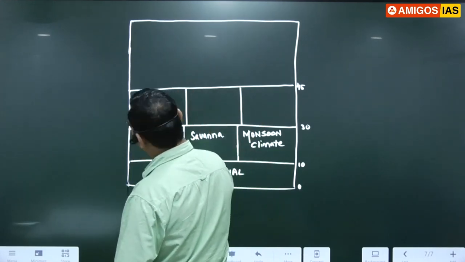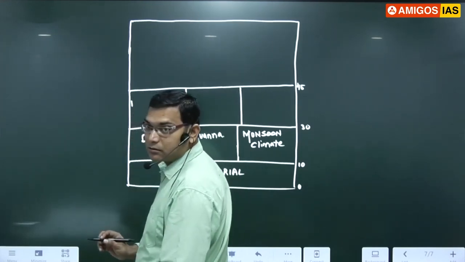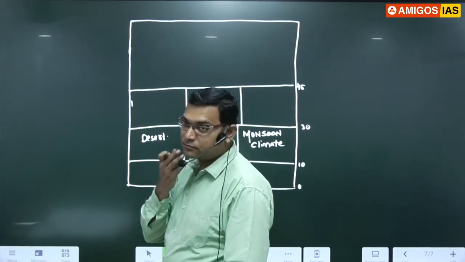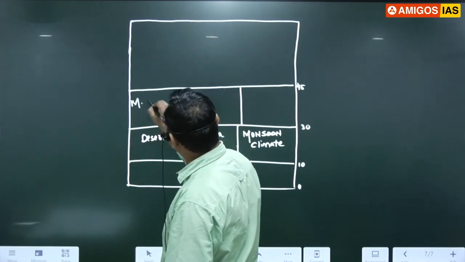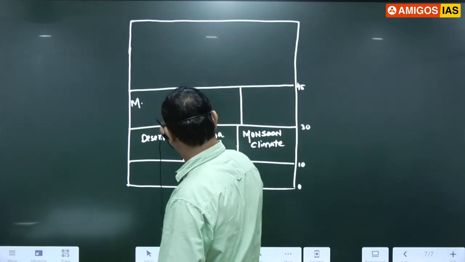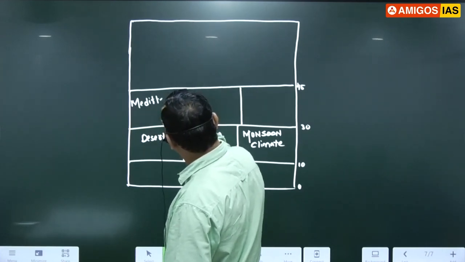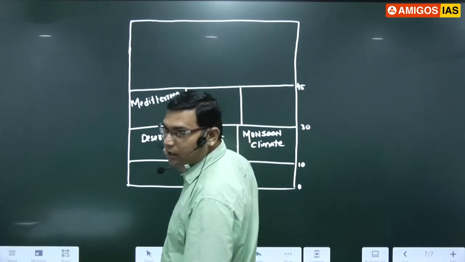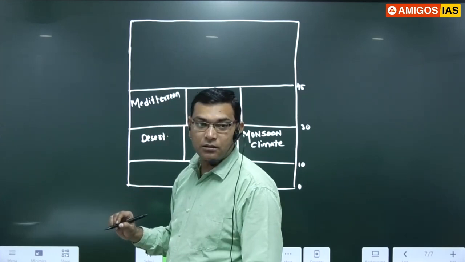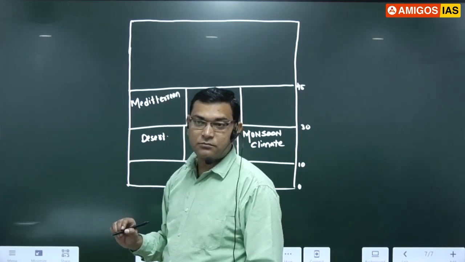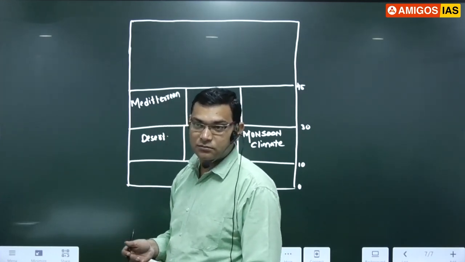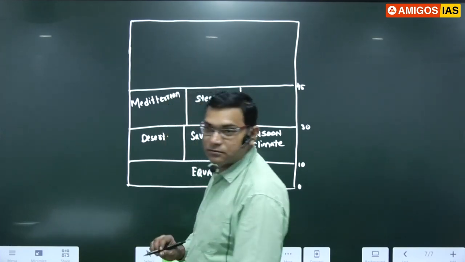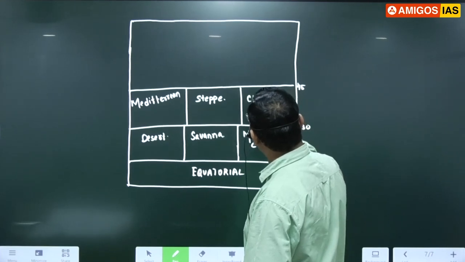This is British. We are in 30-45. Mediterranean type of climate, very good. Mediterranean climate. Then Sahara. Classes are over. Steppe type climate. This is China type of climate.